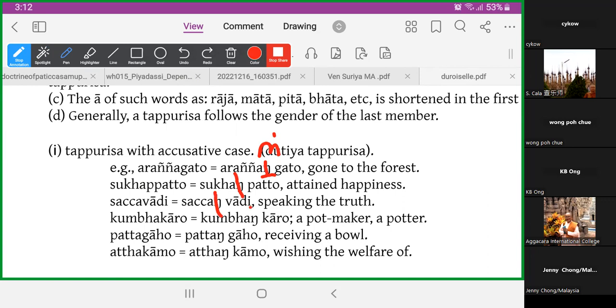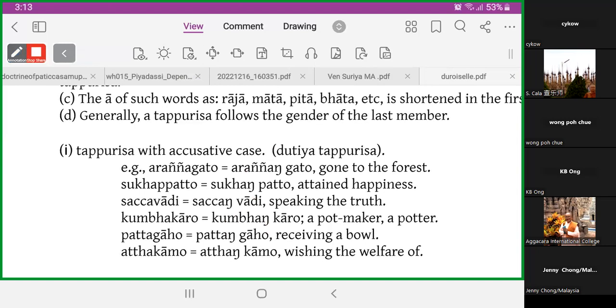Kulam Karo. You delete this one, becomes Kula Karo. Patam Gaho. You delete this one, so it becomes Pata Gaho. Atam Kamo, so it becomes Ata Kamo. So that is the meaning of the case ending of the first member is elided, right?